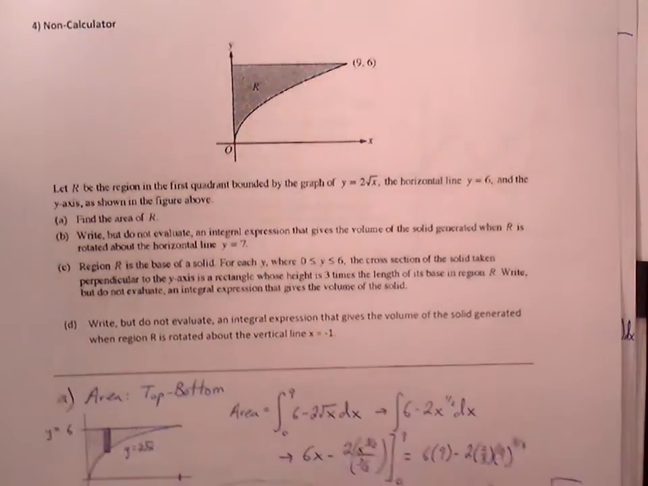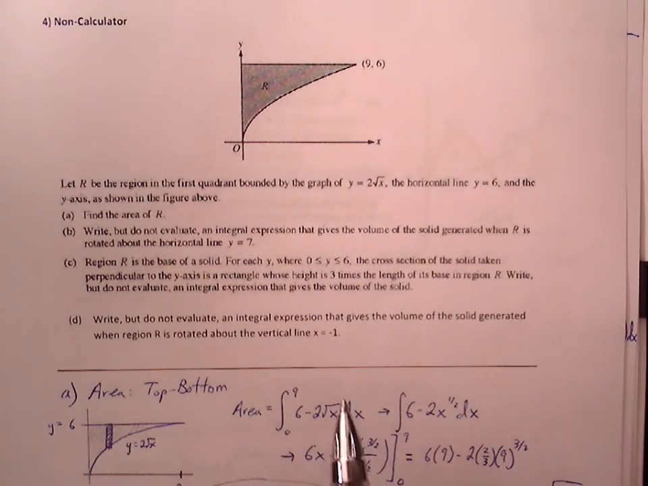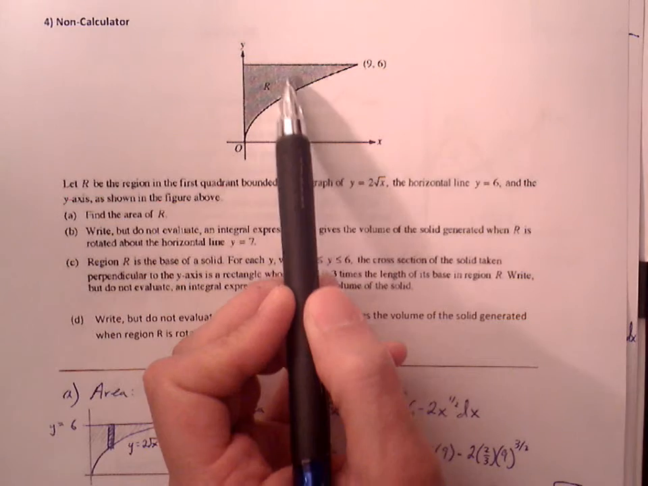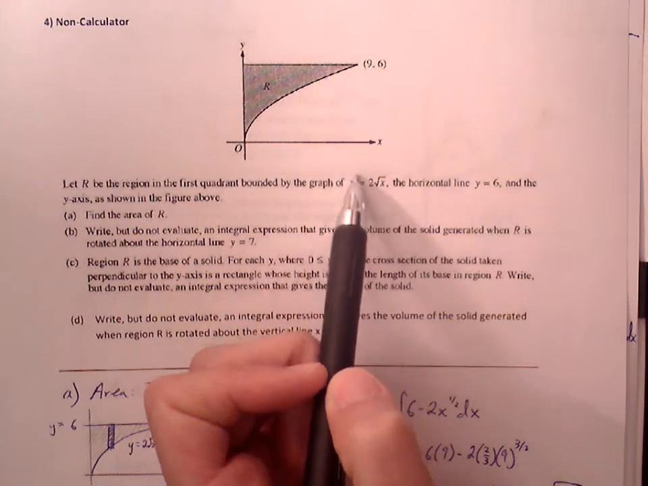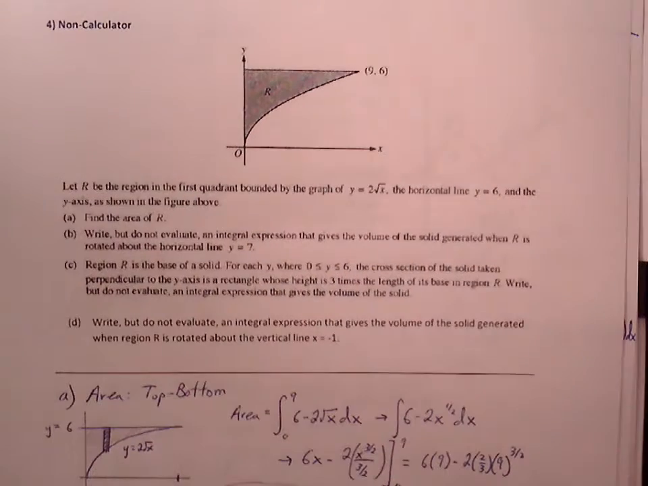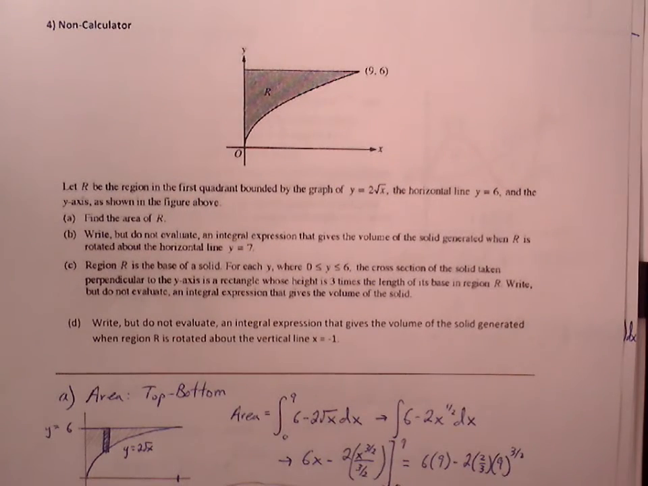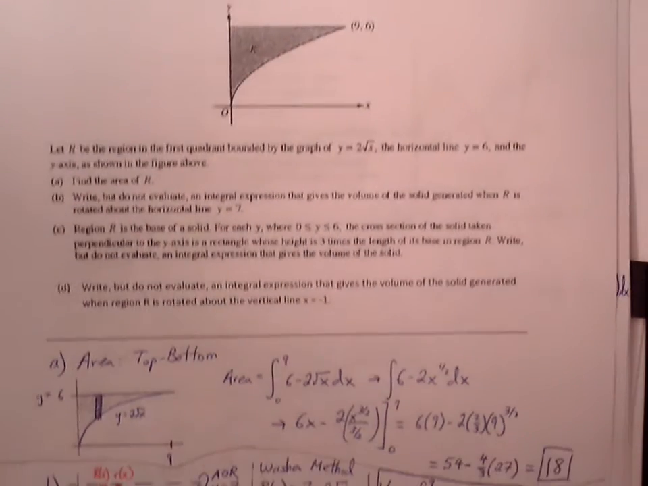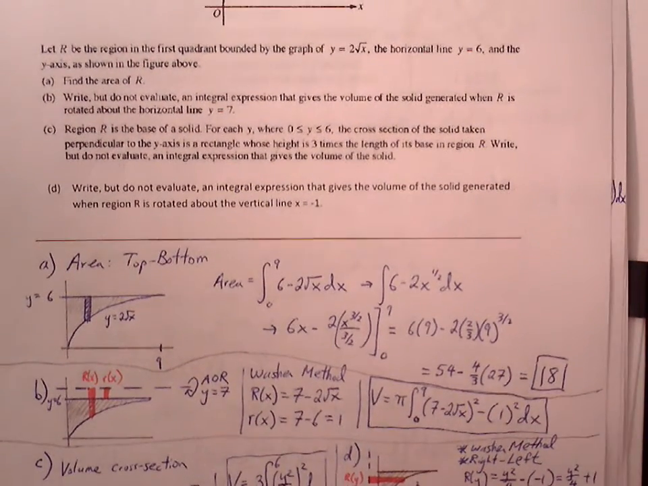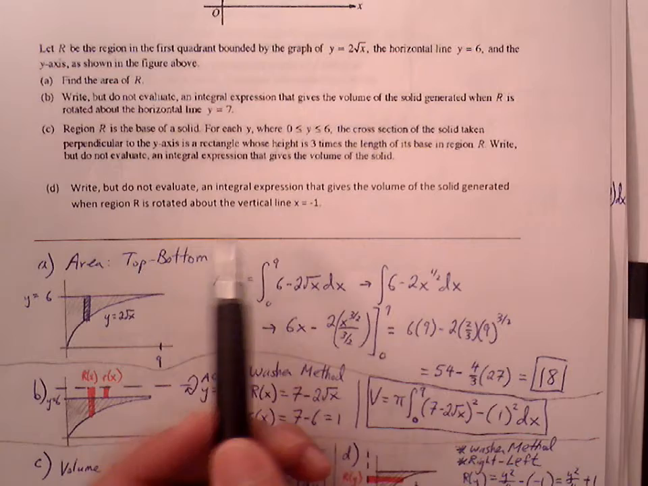For part A, it says find the area of R. So to find the area of R, maybe it's easiest to do it in terms of top minus bottom, since we have our equations already represented as functions. So we do top minus bottom here. But we do need to find this without a calculator. We have to be able to find our numeric value working our way through our definite integral.